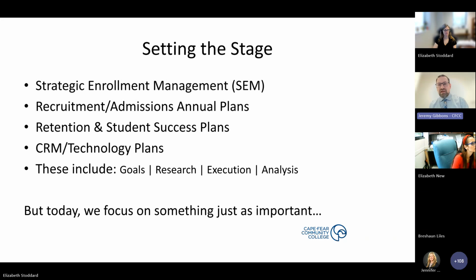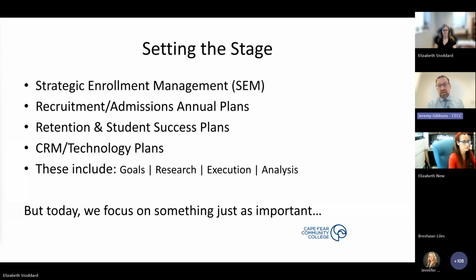So just to set the stage a little bit, everyone probably in the room today is either actively using a strategic enrollment management plan or is in process of building one. I know over the last year or two, we've all been working collectively to work on these plans, and many of us participated in some of the RNL workshops. And so that's really the umbrella plan outside of the college's strategic plan. And then many of us have maybe annual recruitment and admissions plans. And those plans probably have strategies and goals and action plans to reach those goals, as well as retention and student success plans. And these things are all important.